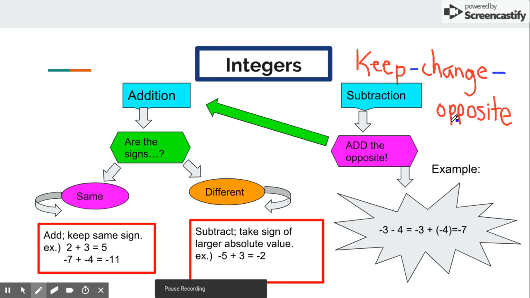And another term that you may have heard is keep, change, opposite. Keep, change, opposite tells us we're going to rewrite the problem, but we're going to keep the first number the same, change it to addition, and then take the opposite of the number that we were subtracting, or the second number. So the negative 3 stays the same. We keep it. The minus sign becomes a plus sign. We change it to plus, addition. And then the positive 4 is going to become the opposite of that, which is now negative 4. Keep, change, opposite. So we rewrite negative 3 minus 4 as negative 3 plus a negative 4.